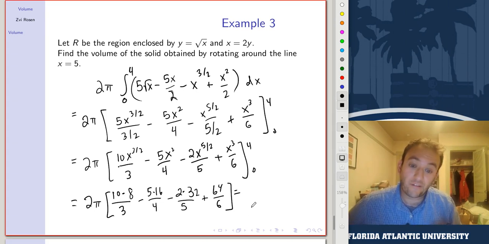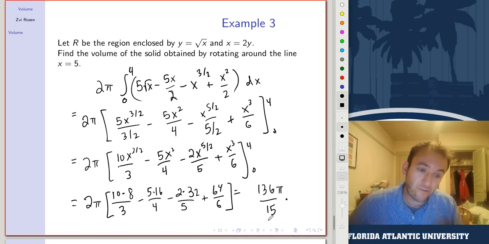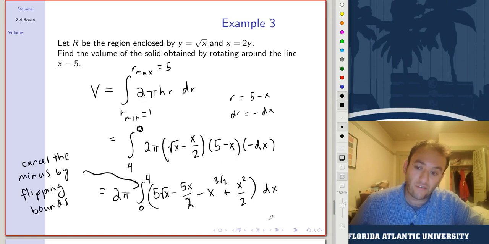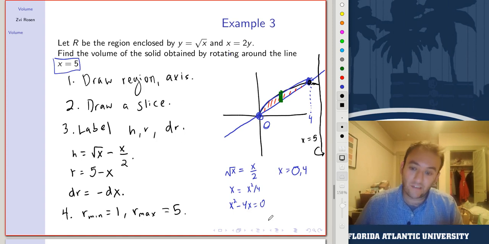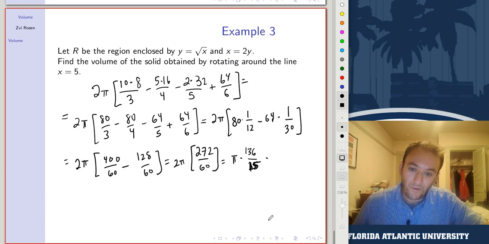When you do out all the math, this comes out to, I believe, 136 pi over 15. Okay. So pretty straightforward. Find your axis of rotation, find your region, label all of the different variables correctly, including the bounds, and the method of shells gets you to the volume of the solid you're interested in. Okay, thanks for your attention.